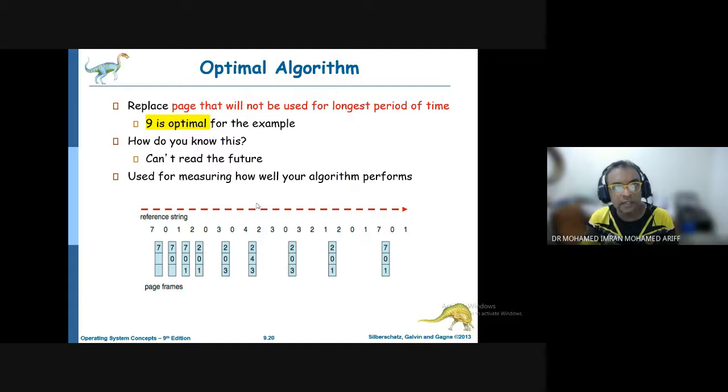All right. Now let's look at optimal algorithm. Yang tadi itu is first in, first out. Optimal algorithm, example yang sama.